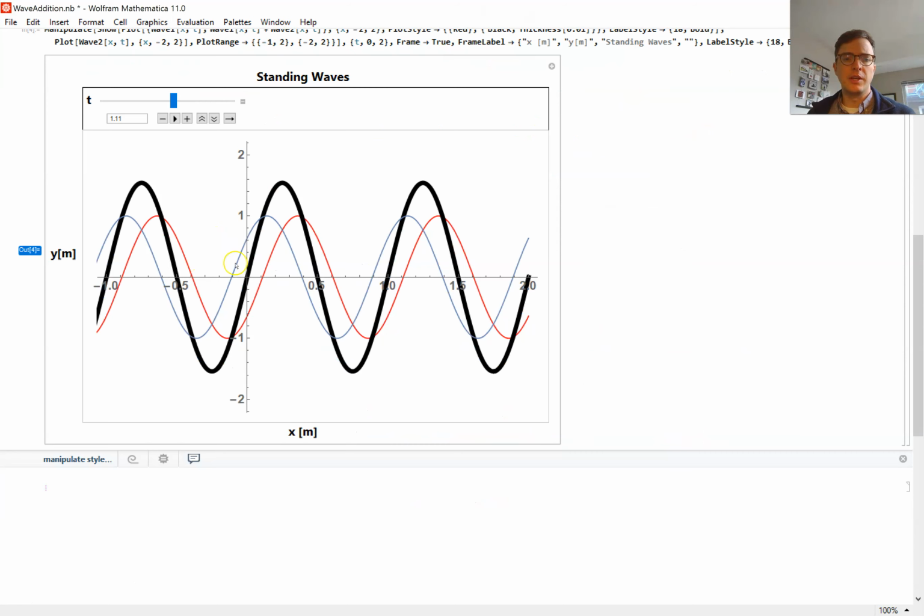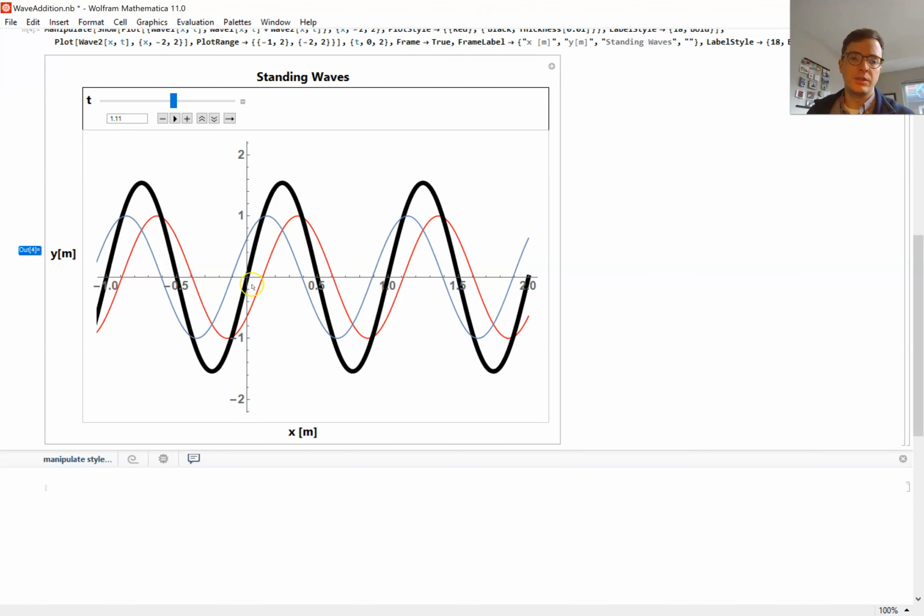So here's a little simulation. I've got a blue wave and a red wave. You can see they have the same amplitude and the same frequency, so the same period, same amplitude. And then this black line is the sum of those two. So at every point, I add together the value of the blue wave plus the red wave, and that gives me the black one.